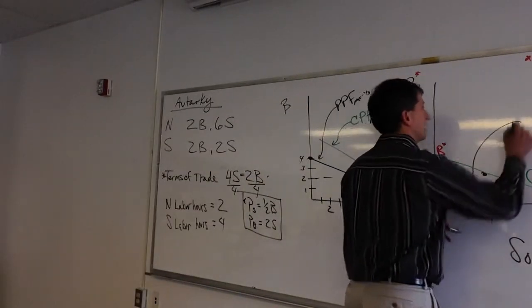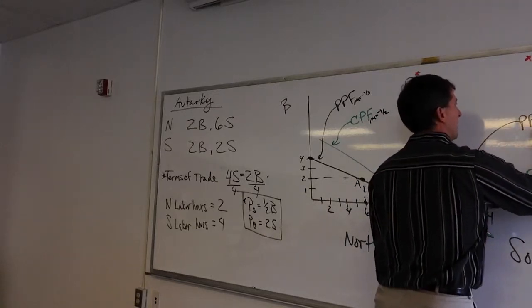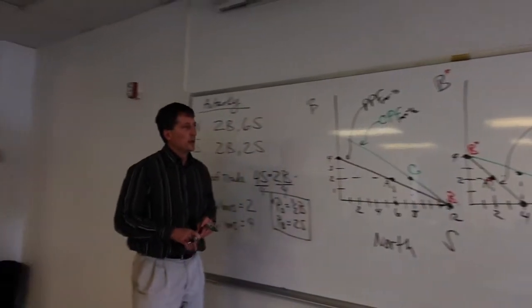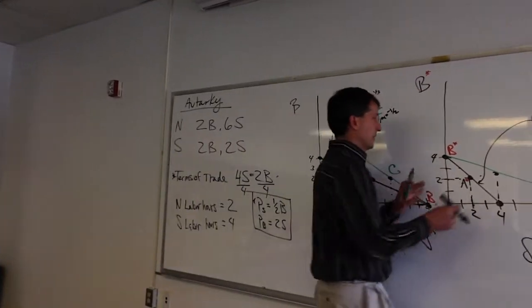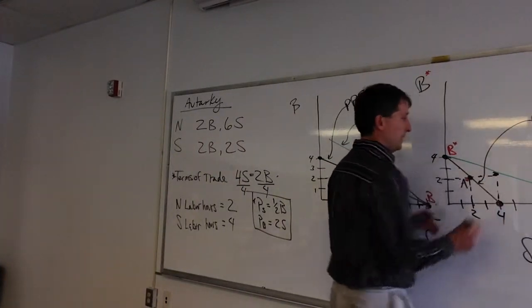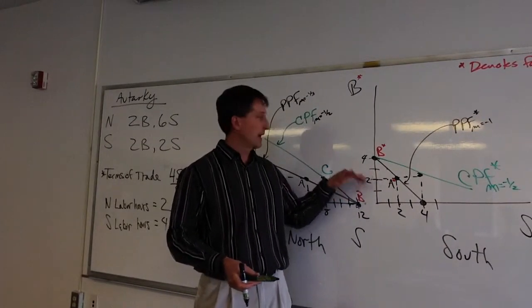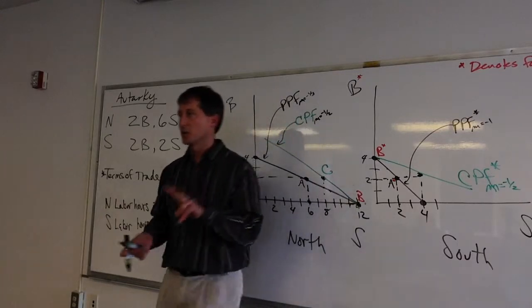The slope of the production possibilities frontier for the South was equal to -1. All right, and so we've got the gain from trade. We started with 2 and 2. Now we have 2 and 4. We have a gain from trade of 2 shirts.